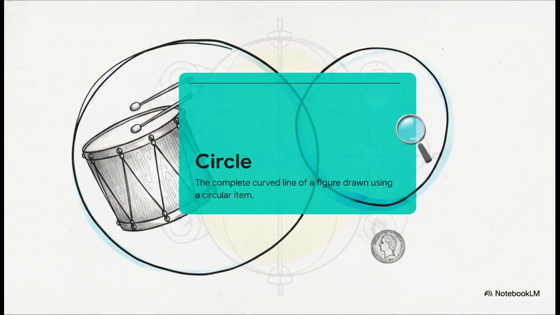The crucial takeaway here is this. That complete curved line you just drew, that is mathematically known as a circle. And notice I said the complete line itself. Now, depending on what you traced, maybe a tiny coin or maybe a massive drum, they can be wildly different sizes. But the mathematical definition stays exactly the same. It's a complete, perfectly closed, curved line.